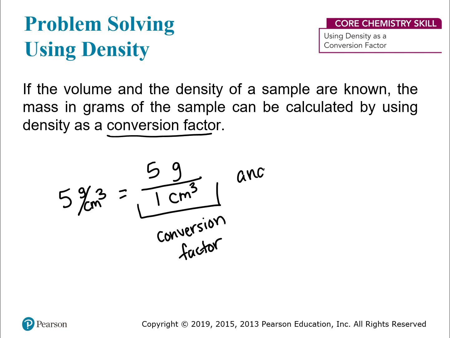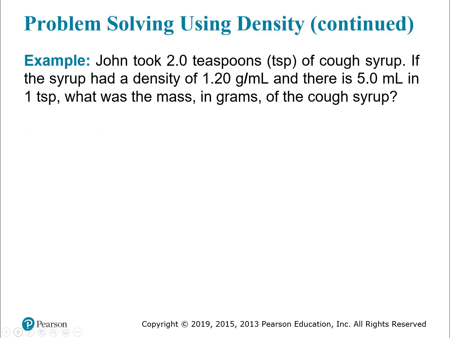You can also have 1 centimeter cubed over 5 grams. So those are 2 conversion factors from one density. Let's do a problem. John took 2 teaspoons of cough syrup. If the syrup had a density of 1.20 grams per mil, and there's 5 mils in 1 teaspoon, what is the mass in grams of the cough syrup?